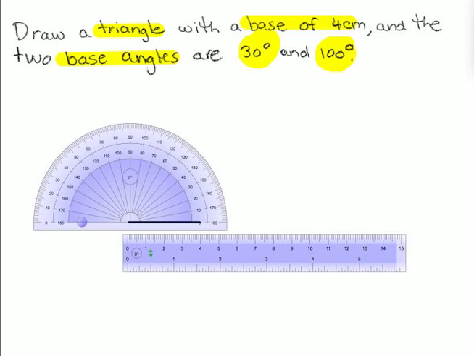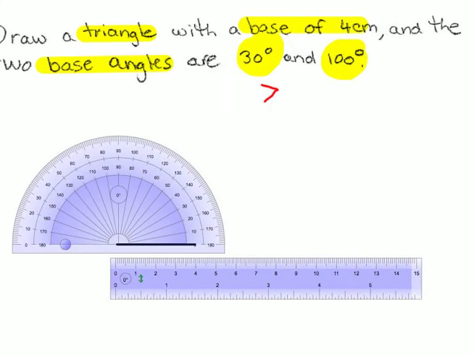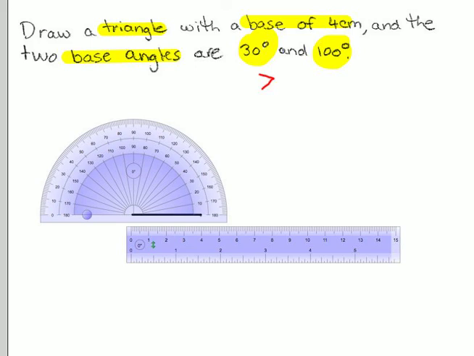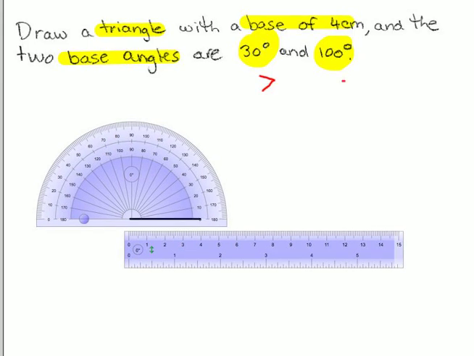Draw a triangle with a base of 4 centimeters and then draw 2 base angles that are 30 and 100 degrees. Well, the first thing I think of before I even take out my protractor, I know a 30-degree angle is an acute angle, so it's going to look something like that. And a 100-degree angle is an obtuse angle, so it's going to look something like this.